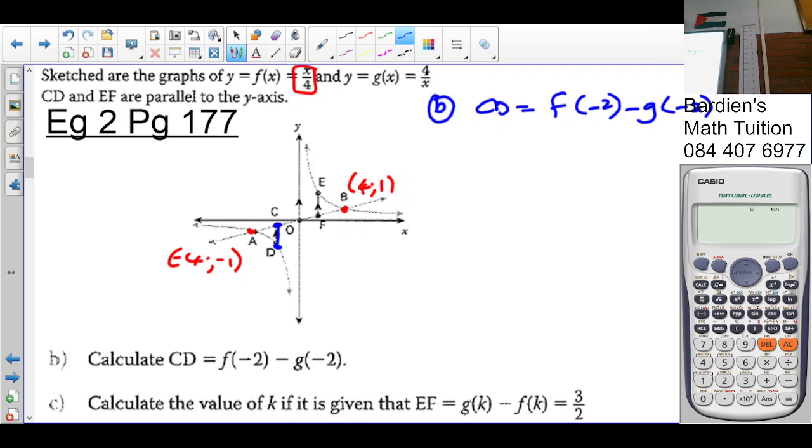So it's going to be the straight line minus the hyperbola. Can you see that? So what is the equation of the straight line? The straight line is f of x. Can you see that? And g of x is the hyperbola graph. It's a straight line minus the hyperbola. Can you see that, people? So do that substitution quickly.